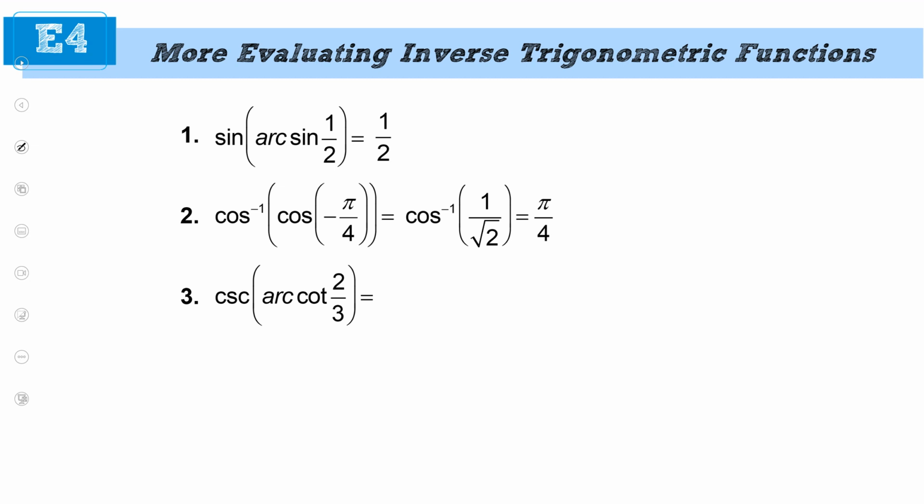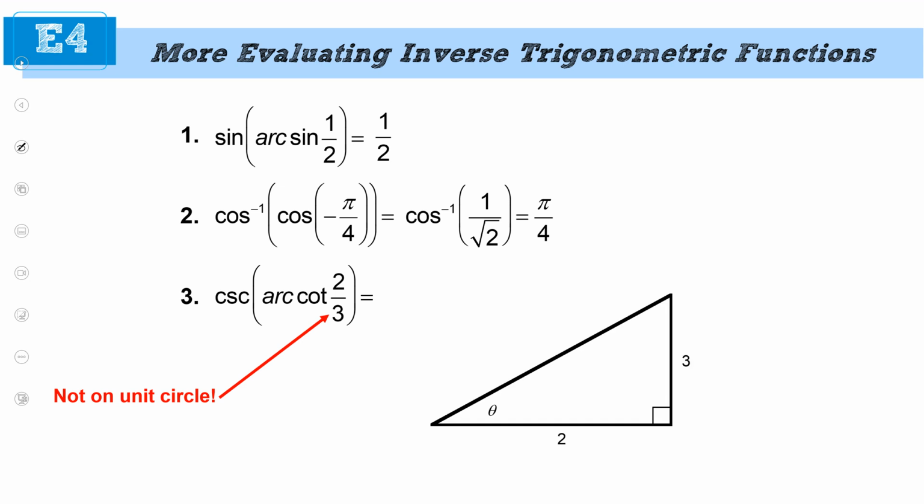What happens when it's not a pretty number that's on the unit circle? We go back to the old trig triangle guide thing.